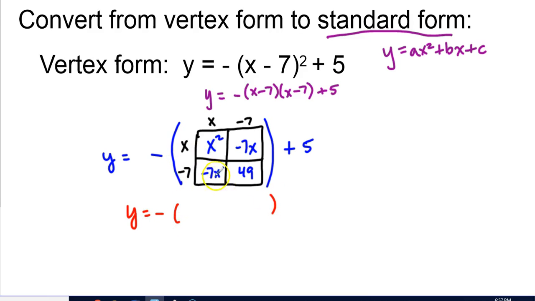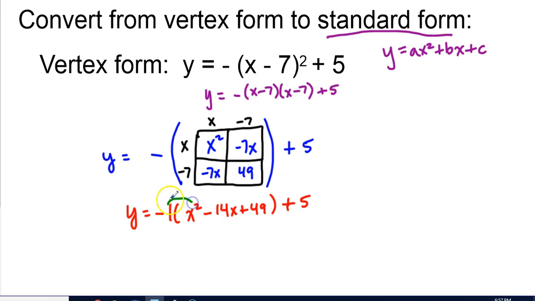Now we can just combine our like terms in here in the blue terms. We've got an x squared minus 14x plus a 49. Don't lose track of the negative sign or the plus 5. Now, what happens next? Do we multiply by the negative 1? I guess you could put a 1 here. Or do we add 5? Hopefully you're responding to me that you should multiply by negative 1.